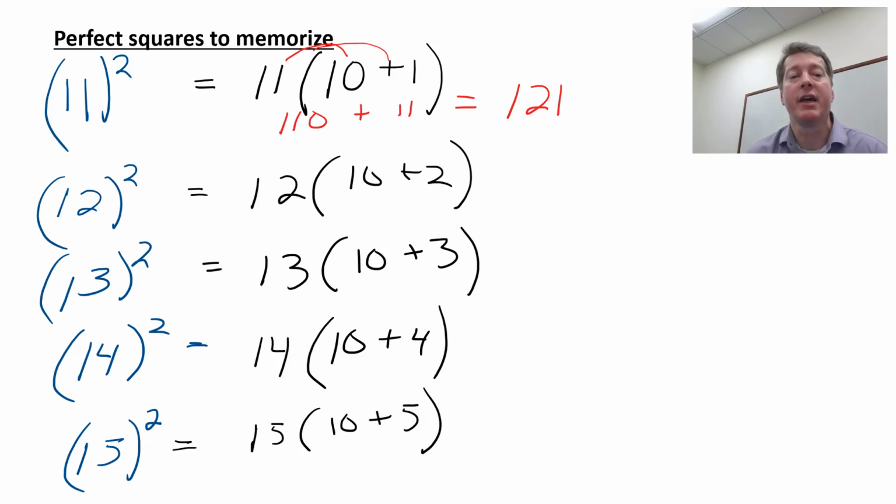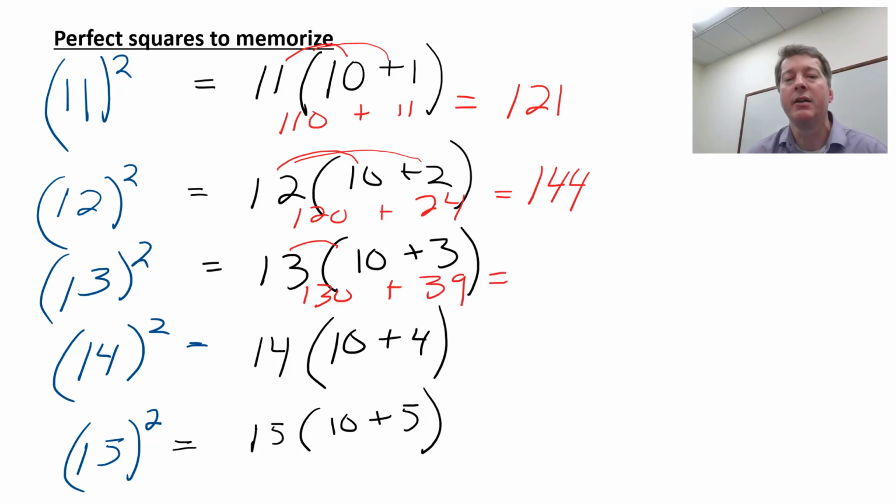11 squared is 121. Really good to memorize that. 12 squared. Well, 12 times 10 is 120, plus 12 times 2 is 24. So 144. 12 squared is 144. 13 squared. 13 times 10 is 130, plus 13 times 3, 39. So 13 squared is 169.